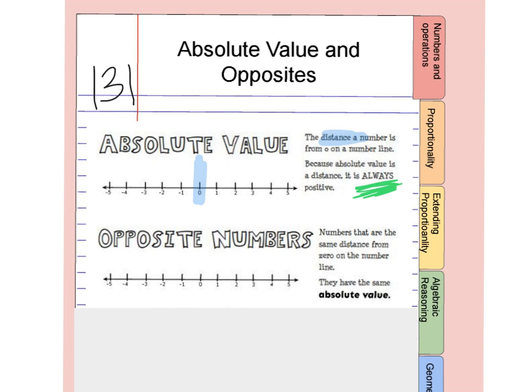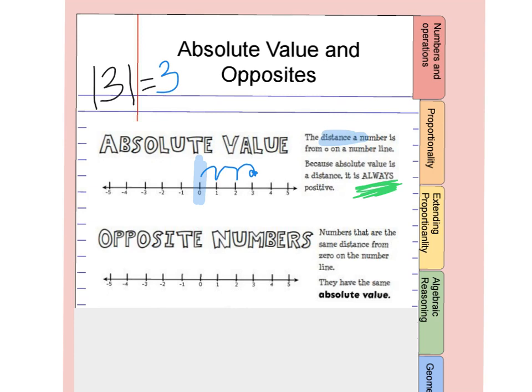So we're going to find the absolute value of 3. Okay, and we're going to see what that equals. So the first thing I'm going to do is locate the number 3 on my number line. So 3 is right here on the number line. I'm going to see how far it is from 0. So I'm going to start at 0 and I'm going to go 1, 2, 3 spaces. So that means the absolute value of 3 is 3.